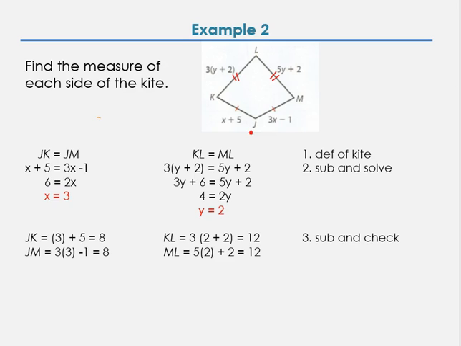If we solve the other two sides, their variable is y. So we have KL is congruent to ML. That's 3y plus 2 equals 5y plus 2, and your answer would be y equals 2. If we go ahead and use substitution, we find that we have correct answers because both JK and JM equal 8, and KL and ML equal 12.